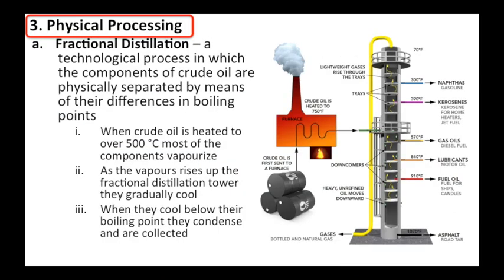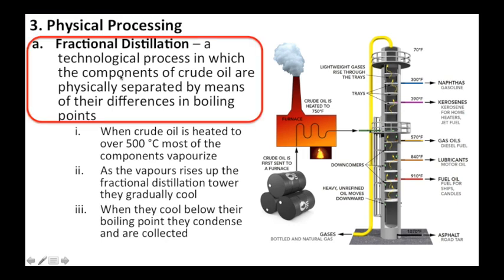Okay, moving on. Now, really need to make sure you understand this. What we're going to talk about next is a physical process. It's not a chemical reaction. We're just going to use a physical process. So, fractional distillation, a process in which the components of crude oil are physically separated by means of their boiling points. Okay, so you'll see a better example in just a second, but here we have some crude oil.